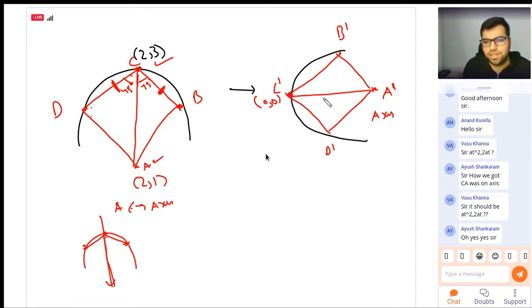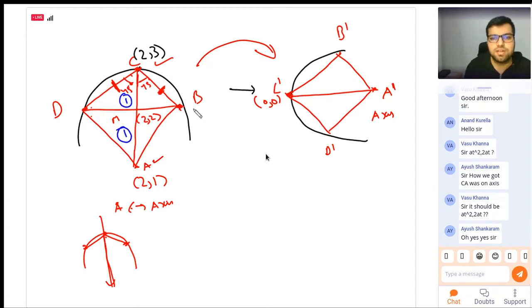Yes, okay. Now Vasu is asking what is at square comma 2at. So see Vasu again. I converted this to this. This was 0 comma 0, and the midpoint over here, say it was M. Midpoint was coming out to be 2 comma 2. So this particular distance was 1. This particular distance was 1. So if I join these two, one second.